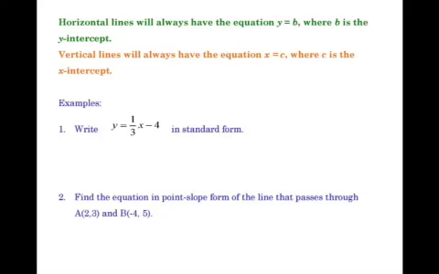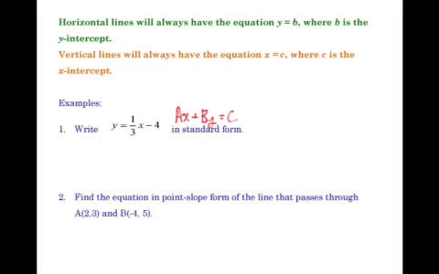We also have the ability to talk about horizontal and vertical lines. Horizontal lines will always have an equation of y equals b, where b is the y-intercept. And the vertical lines will be x equals c, where c is the x-intercept. So if I had something like y equals 6, that would be horizontal. I would have up at 6 my y-intercept, and it would go through like that. That would allow me to graph a horizontal line. X equals is just going to be my vertical line.